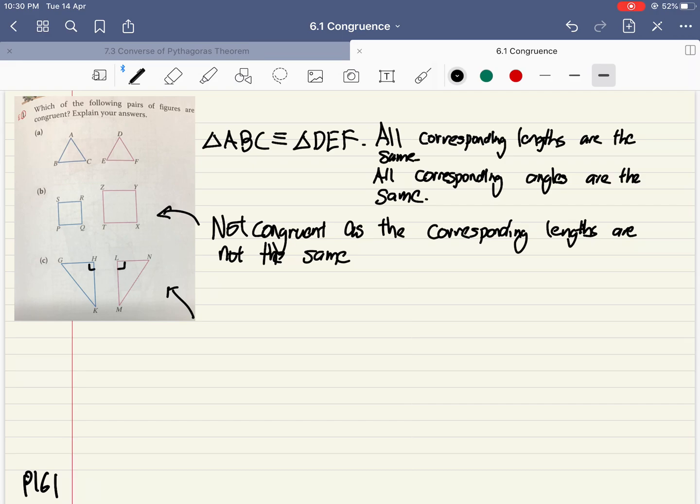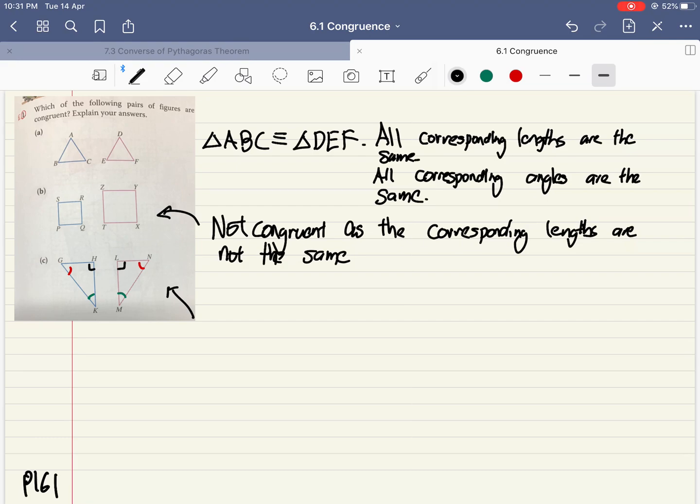Lastly, for this, it's a mirror image, but if you notice, they have the same corresponding angles. For example, these two are right angles, and these two angles are the same, these two angles are the same. Then for corresponding sides, HK will correspond to LM, same length, HG will correspond to LN, same length, GK will correspond to NM, also same length.